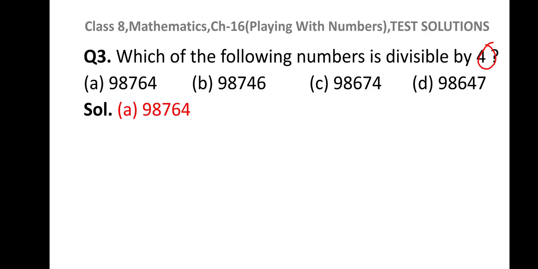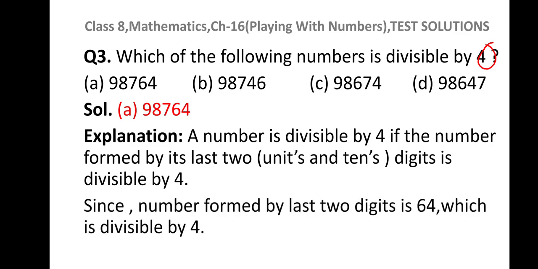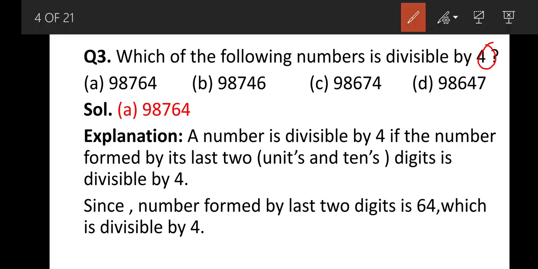Solution is A part, that is 98,764. This is the solution. How can we say this? A number is divisible by 4 if the number formed by its last two, that is units and tens digits, is divisible by 4. Since number formed by the last two digits is 64, which is divisible by 4, so the correct option is A, that is 98,764. Dear children, let us see this question once again. Question number 3 is, which of the following numbers is divisible by 4? As we need to tell the divisibility by 4, we should be aware about the divisibility test of 4.